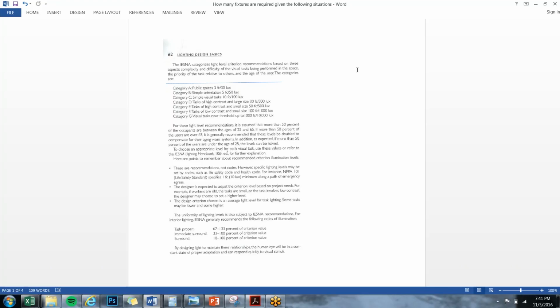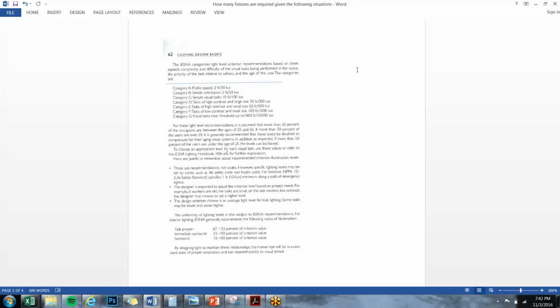The categories are category A, public spaces, and here we see it's 3-foot candles for public spaces. Category B, simple orientation, 5-foot candles. Category C, simple visual tasks, 10-foot candles. Category D, tasks of high contrast and large size, 30-foot candles. Category E, tasks of high contrast and small size, 50-foot candles. Category F, tasks of low contrast and small size, 100-foot candles. And category G, visual tasks near threshold, up to 1,000-foot candles. And we're more concerned with foot candles than the European version, which is lux.